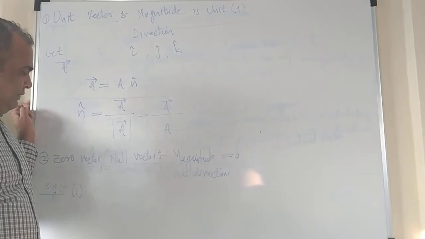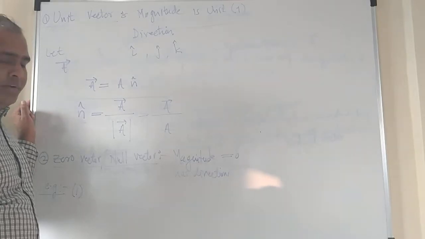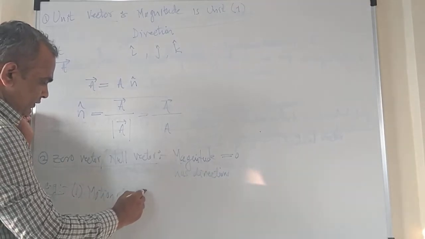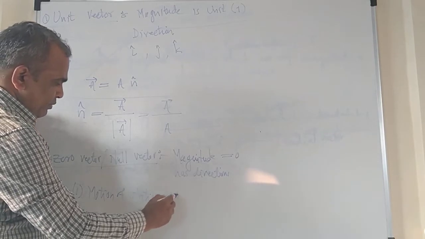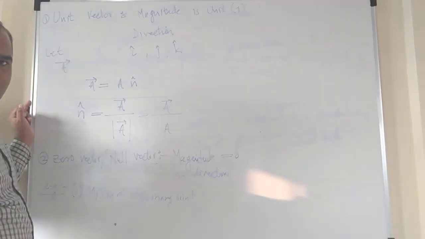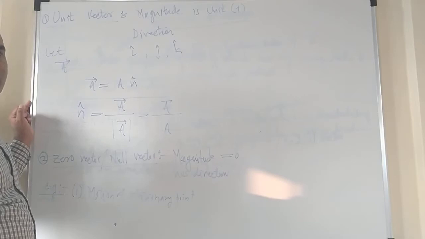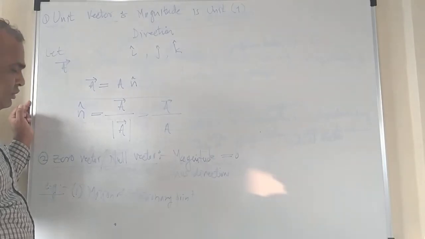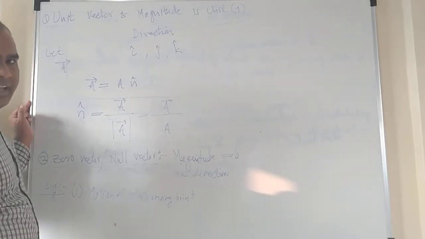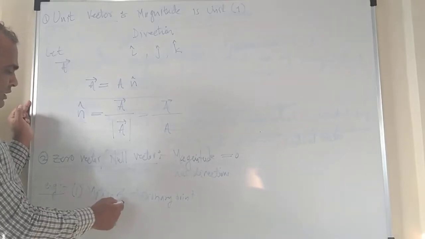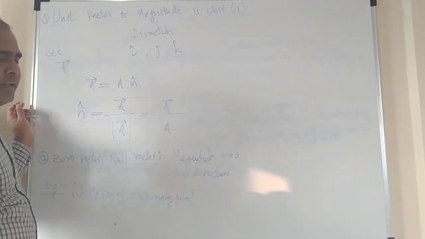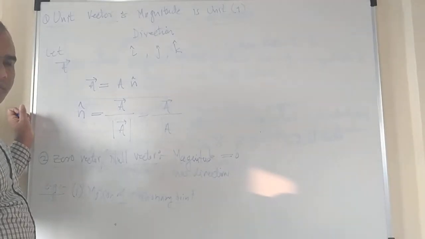Motion of a stationary point. Now the point is stationary, it is not moving. That means it has no motion, that means its speed is equal to 0 or velocity is equal to 0. But being a motion, it is directional. So therefore, a particle which is at a stationary point, or the motion of a stationary point, is an example of a zero vector or null vector.